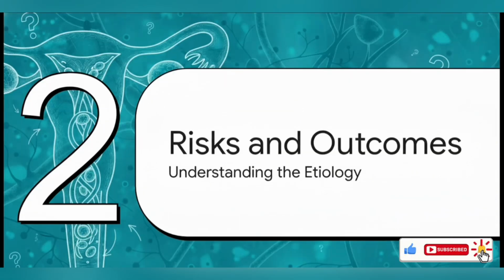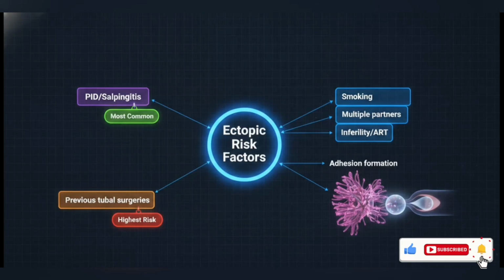Section 2, Risks and Tubal Outcomes. We've seen where it happens, so let's smoothly transition into why it happens. What factors actually cause that fertilized ovum to get stuck in the tube? Let's break down the etiology, and you really need to vocally emphasize this in your brain. Pelvic inflammatory disease, or PID, is the most common cause. But a previous ectopic or a history of tubal surgeries carries the highest risk overall. Please don't confuse the two in the exam.